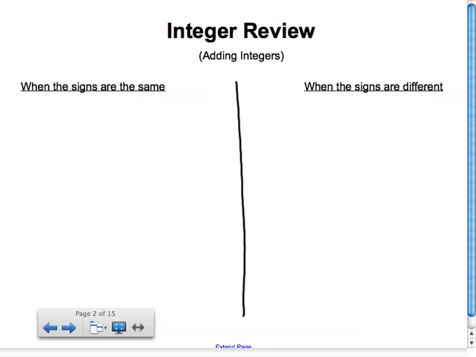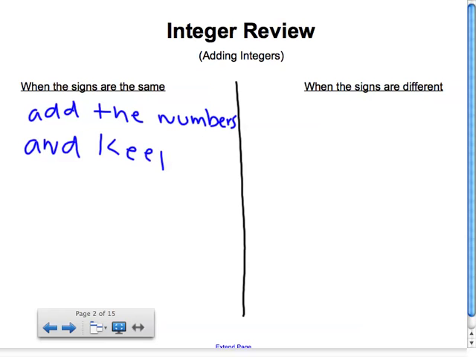When the sign's the same, you add the numbers and keep the sign. I apologize for my terrible handwriting. It's just the way that it writes on the smartboard.